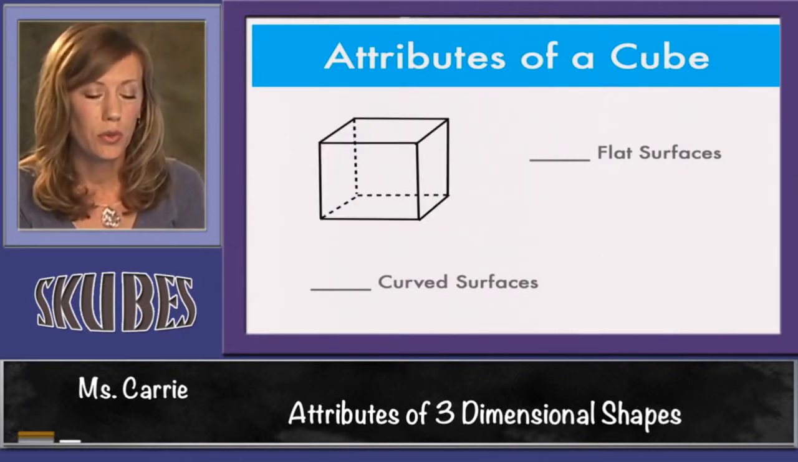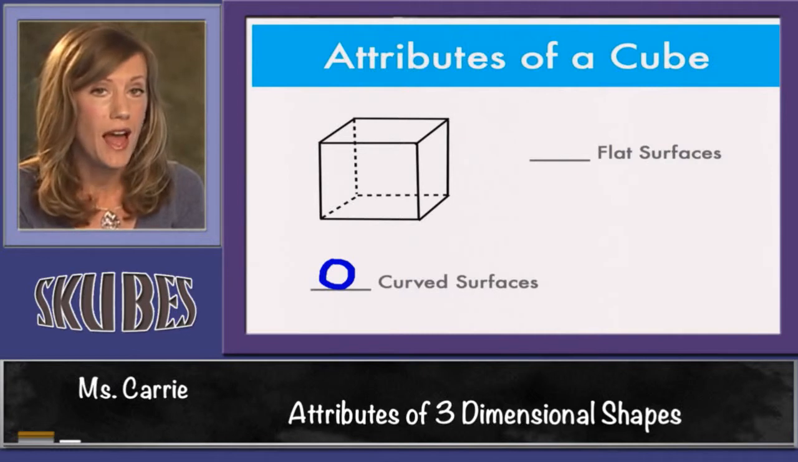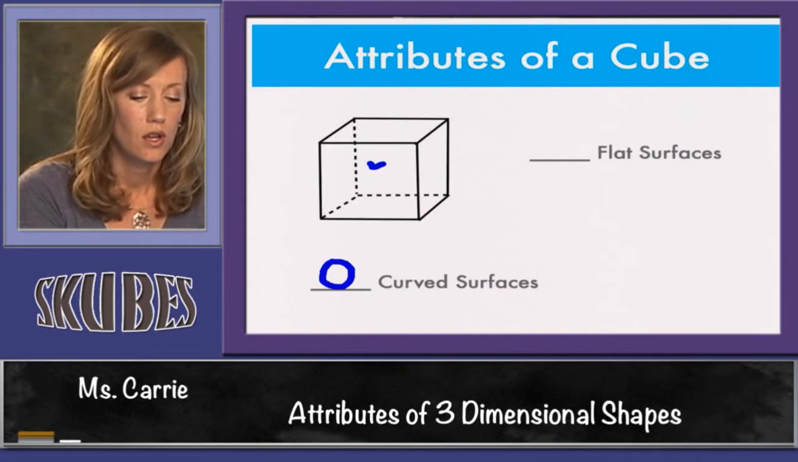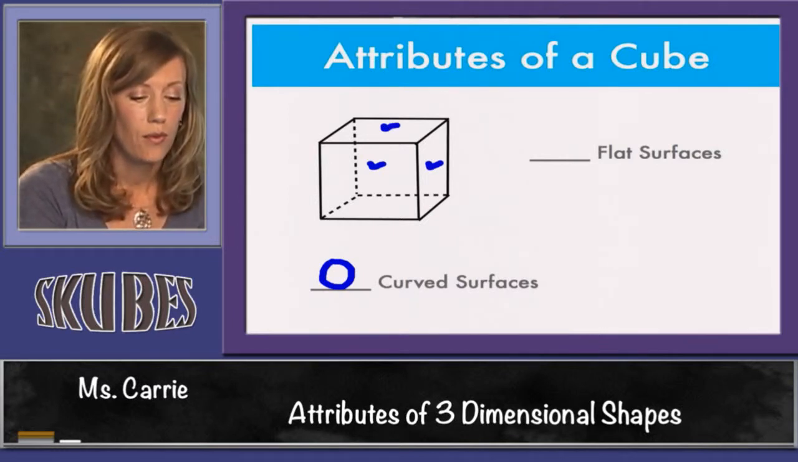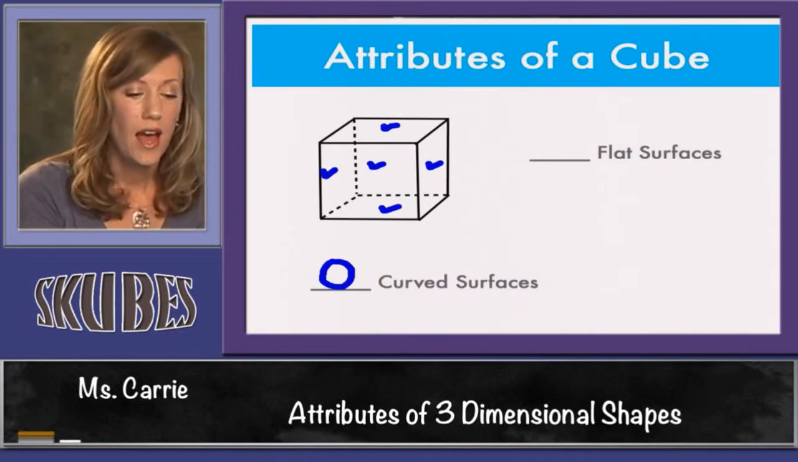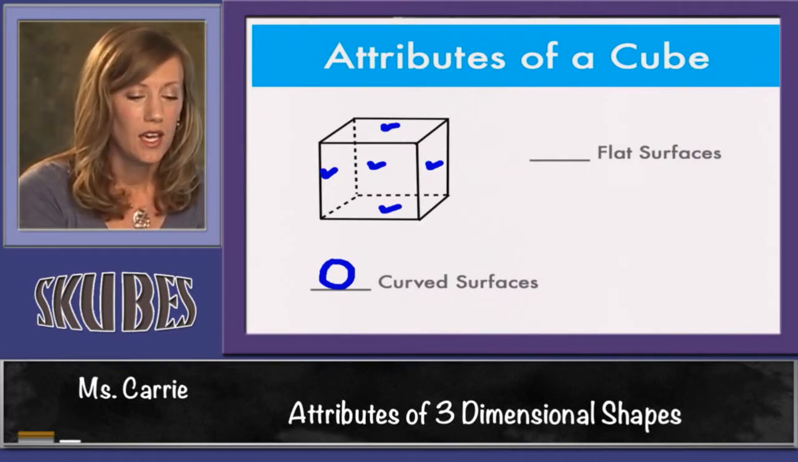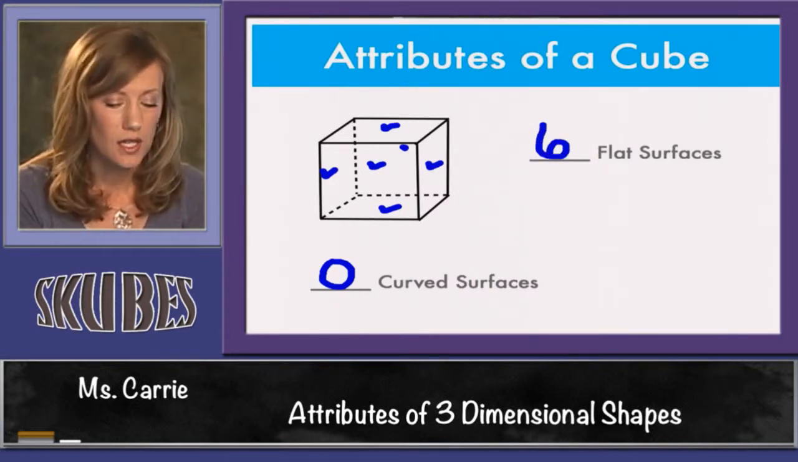Let's look at a cube. I don't see any curved surfaces on a cube, but I see several flat surfaces. Let's count them. We have the one in the front right here. We have one on the side, that makes 2. We have one on the top, that makes 3. We have one on the bottom, that makes 4. We have one on this side, that makes 5. And then we have one we can't see all the way in the back. It would be like back here, but we can't see it. So they have 6 flat surfaces.